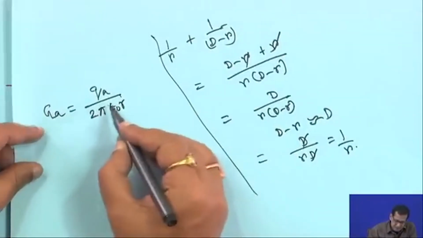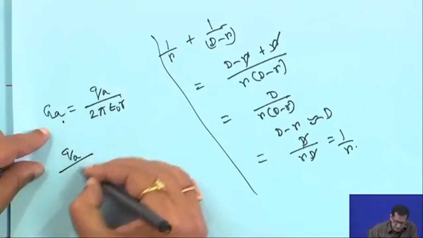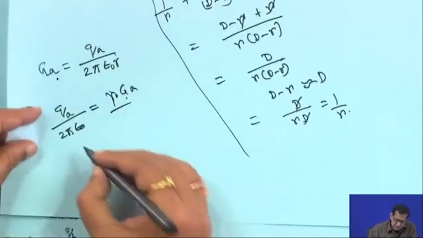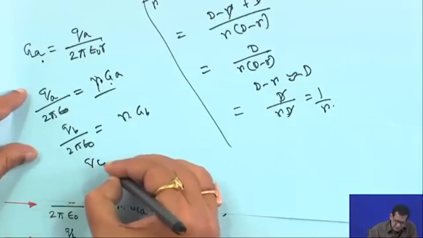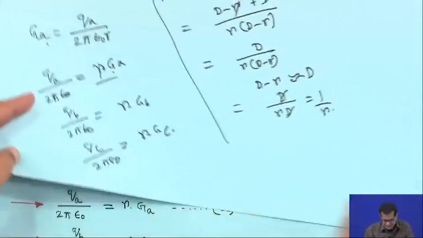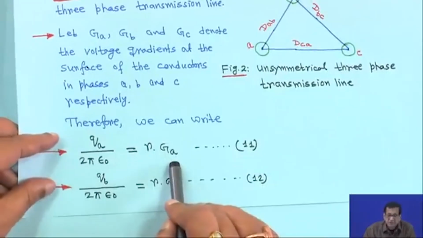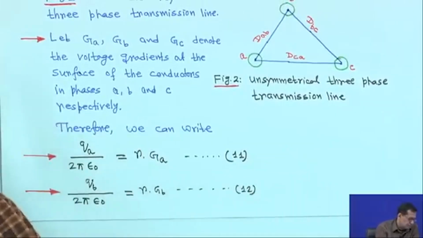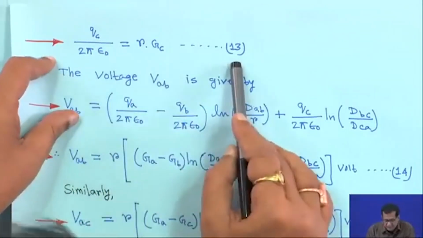So, that means for the conductor in phase A, GA is equal to QA upon 2 pi epsilon 0 R. That means we can write QA divided by 2 pi epsilon 0 is equal to R into GA. Similarly, QB upon 2 pi epsilon 0 is equal to R into GB. Similarly, QC upon 2 pi epsilon 0 is equal to R into GC, right. This is equation 11, this is equation 12, and this is equation 13, right.